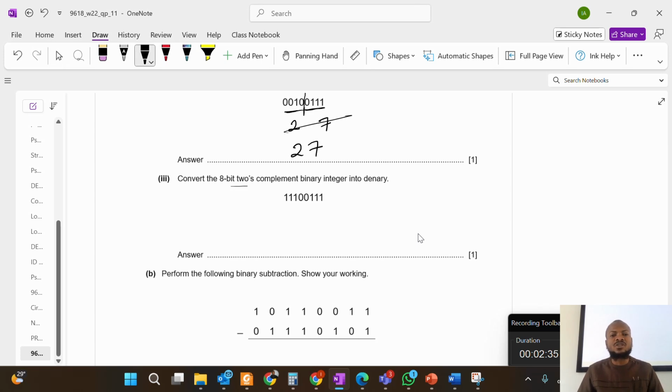Okay, good. After getting that, the next one is convert the 8-bit 2's complement binary integer into denary. 2's complement is telling you that this number is already in 2's complement. That means it's a negative number. Okay, so you have to put that at the back of your mind.